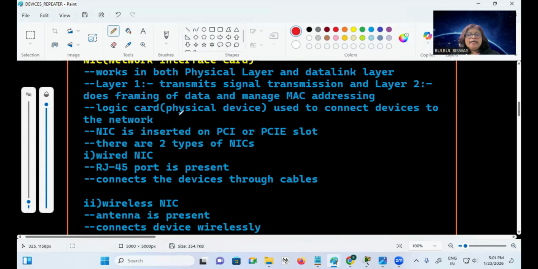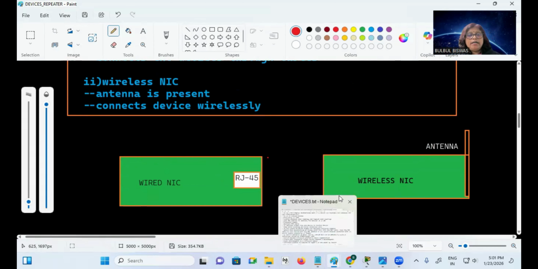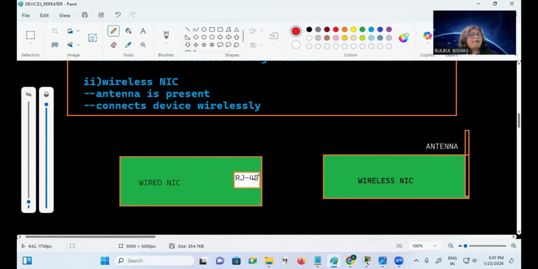In the network card, I'm showing the picture. If you get an RJ45 port, an 8-pin port, you must be sure it is a wired network card. We will insert a UTP cable over there, so my machine will get connected to the network.